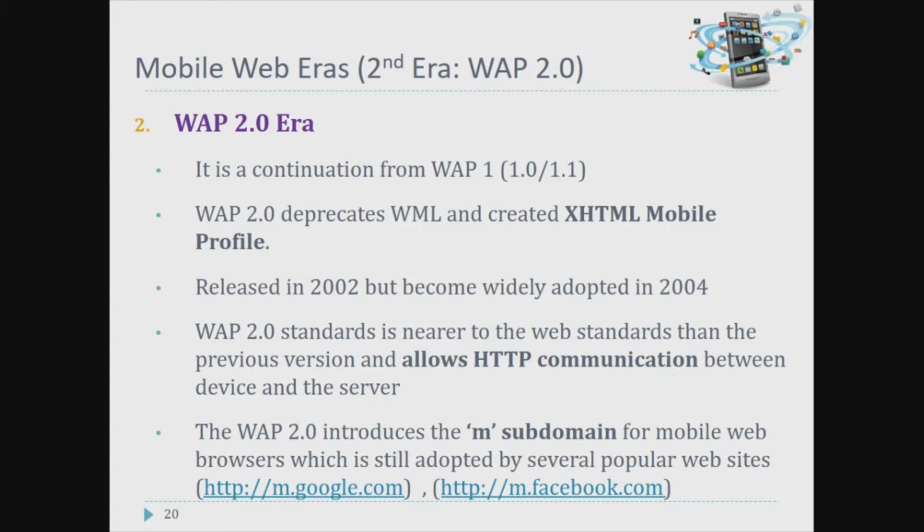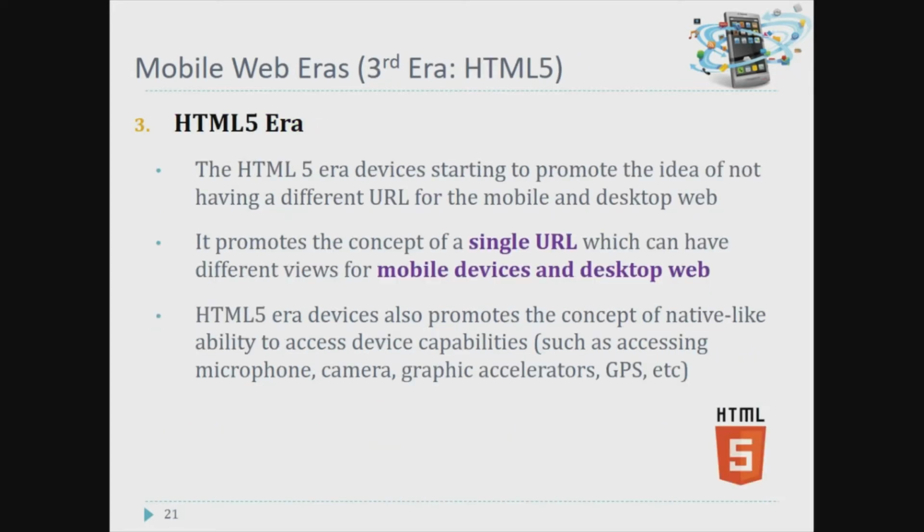We have a different URL compared to the desktop browsers. For example, we have m.google.com and m.facebook.com. So these are two different URLs or domain names compared to the URL that we use for the desktop. And then the third era is HTML5.